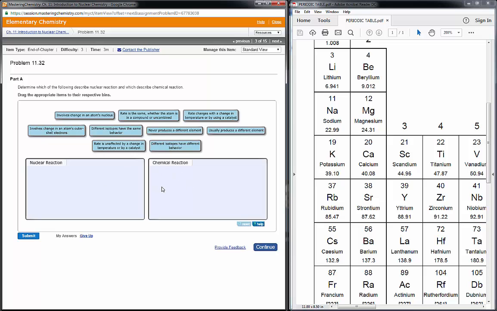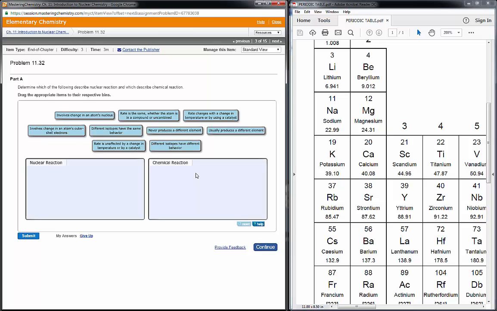All right, so what's the difference between a chemical reaction and a nuclear reaction? Really, when it comes down to it, chemical reactions happen on the surface of the atoms, which means that's where your electrons are. So your chemical reactions have to do with sharing or giving away electrons, whereas nuclear reactions occur in the nucleus. That's where you've got protons and neutrons.